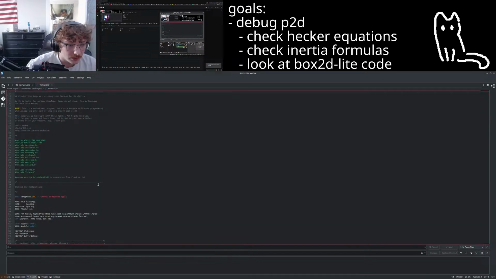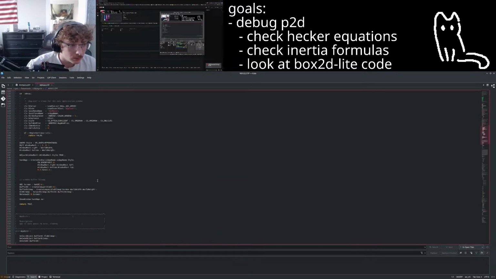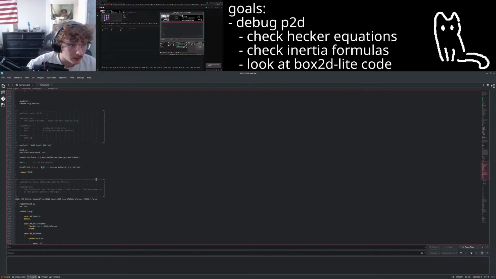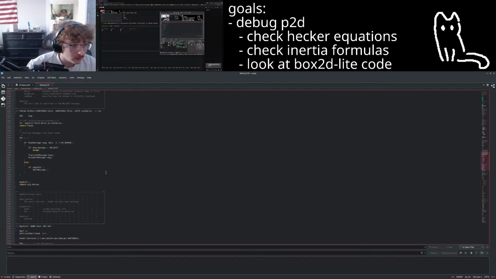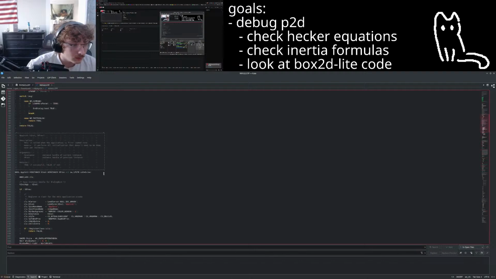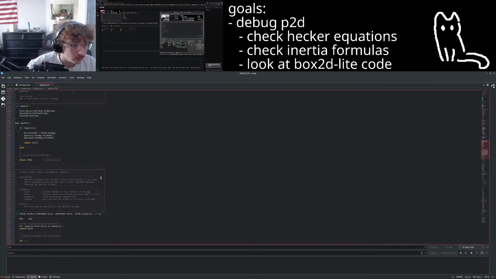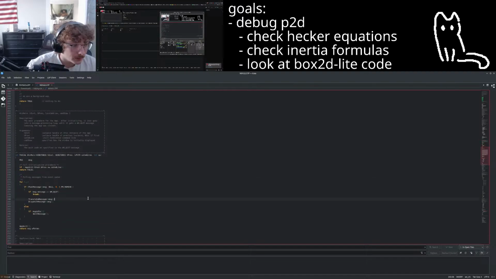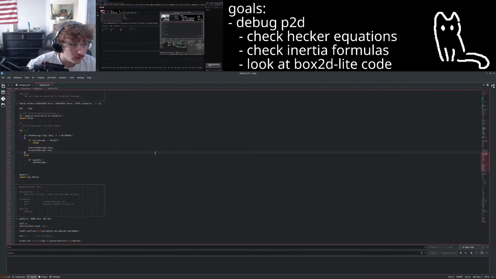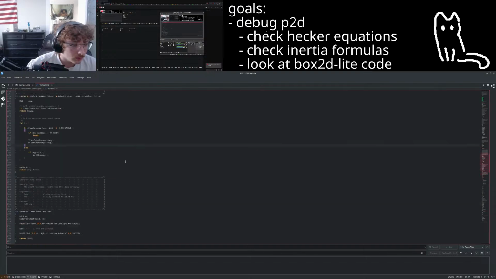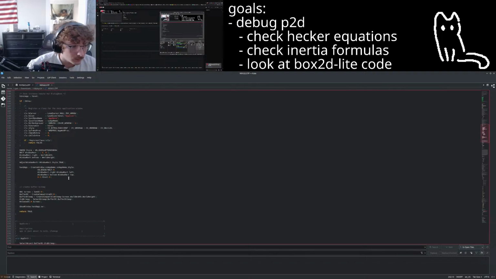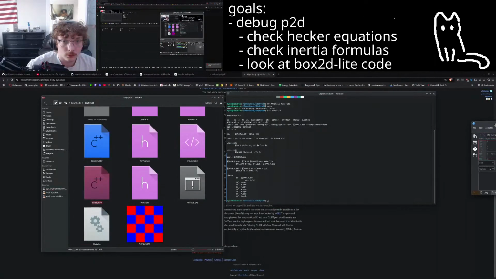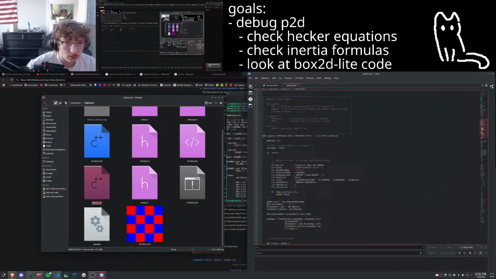Where's the entry? Is it in Win32? Wow. Oh my god. App exit, app idle, win main. Okay. So where does he... app init. Create window, show window. Oh yeah, I just have both open.